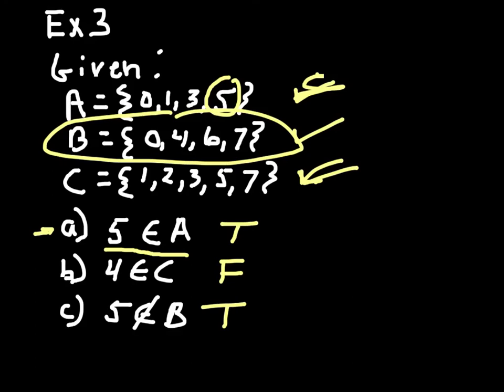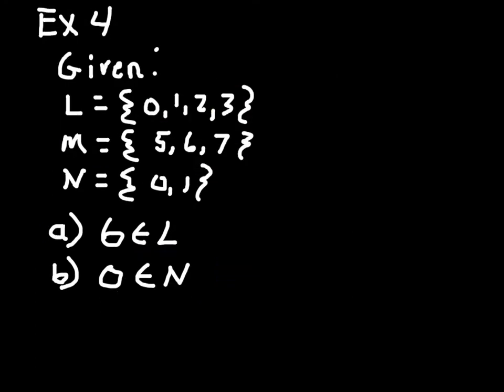Let's go through one more example. All right, now I have the set L containing 0, 1, 2, 3. I have the set M containing 5, 6, and 7. And I have the set N containing 0 and 1. All right, let's look at part A. Now part A, they're saying that 6 is a member of L. Is that true or false? Is 6 a member of L? And that it isn't, so it's false.